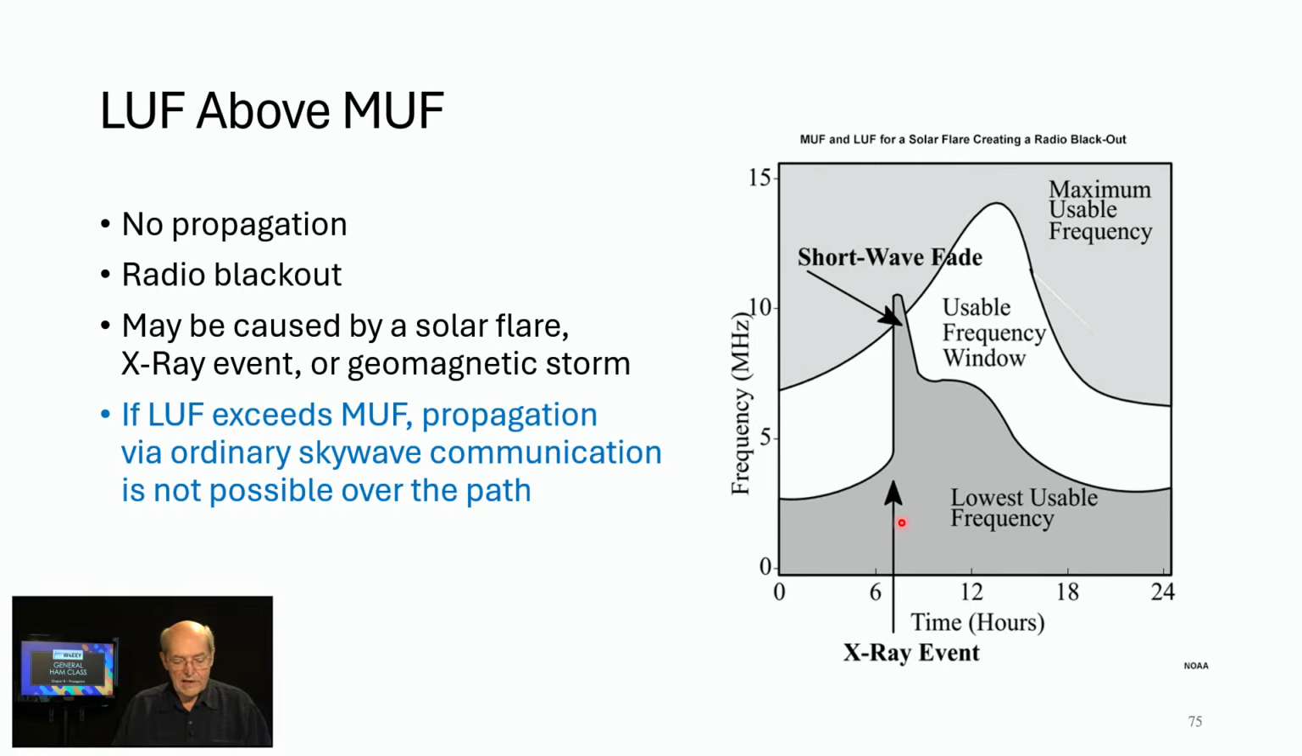So when the LUF, lowest usable frequency, is above the maximum usable frequency, there's no propagation. This would be a radio blackout. It could be caused by a solar flare, X-ray event, or geomagnetic storm. Very unusual for this to happen, but it does. If LUF exceeds MUF, propagation via ordinary skywave communication is not possible over the path.